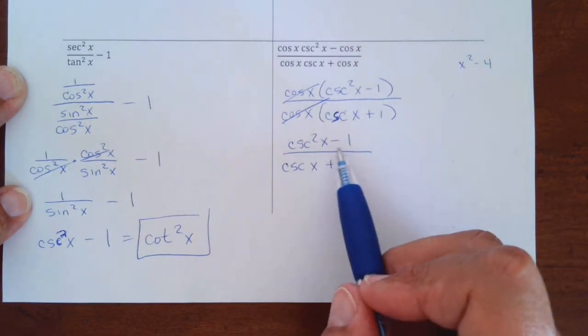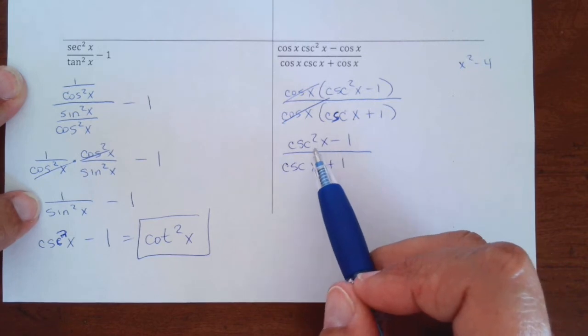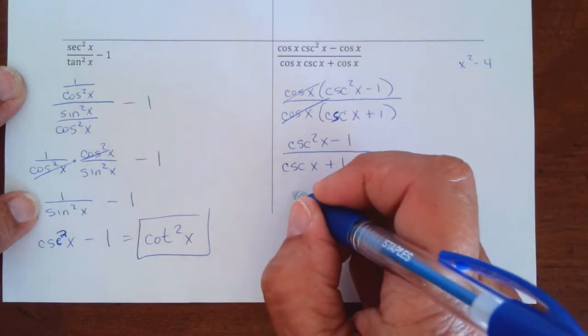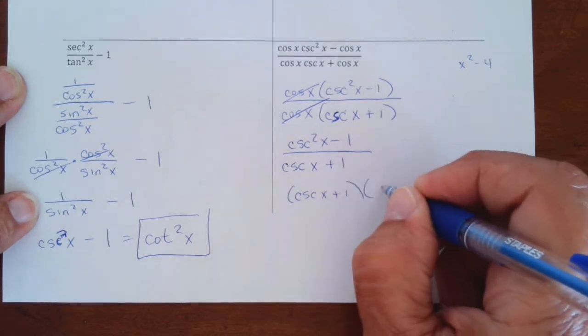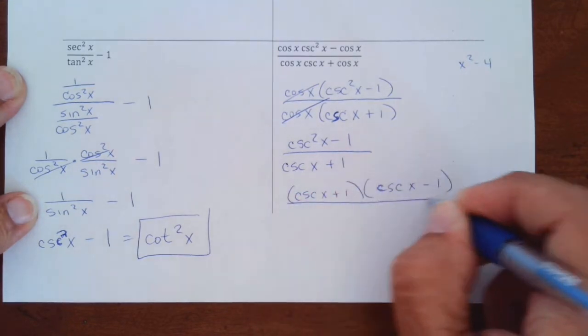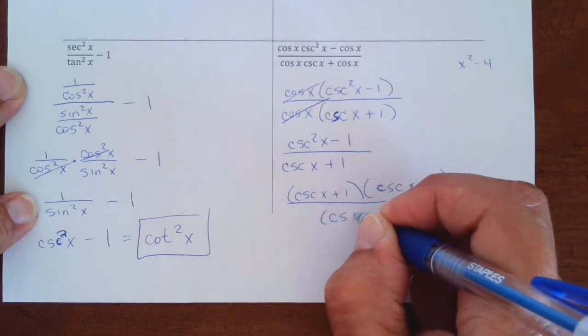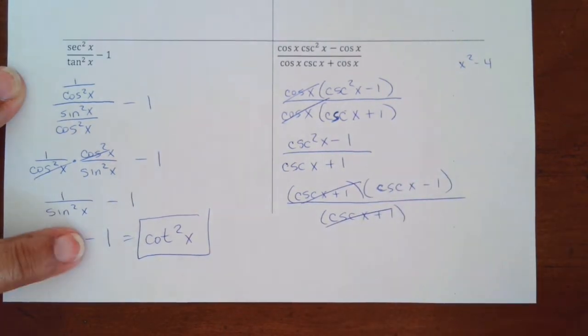So same thing here. You can do the same thing with trig functions. This will factor: cosecant x plus 1, cosecant x minus 1. So that's what I want to factor it. Cosecant of x plus 1, cosecant of x minus 1 over cosecant of x plus 1. So now the cosecant of x plus 1s will cancel out.